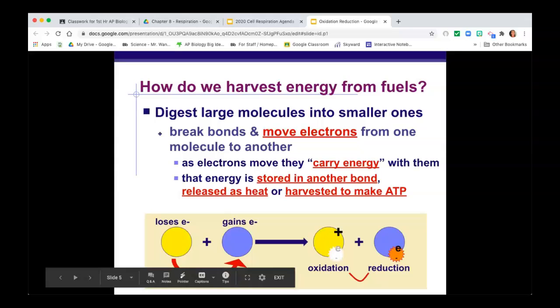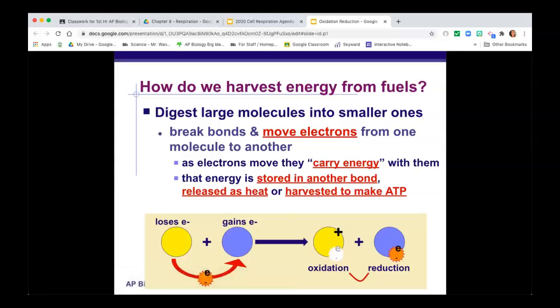So oxidation is losing electrons, LEO, lose electrons, oxidized. Gaining electrons is reduced, GER. Leo the lion says GER, gain electrons, reduced.